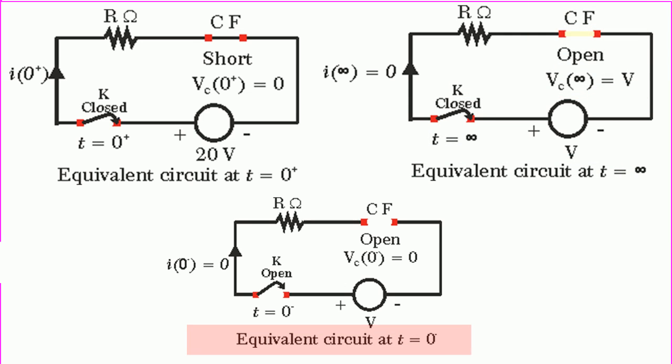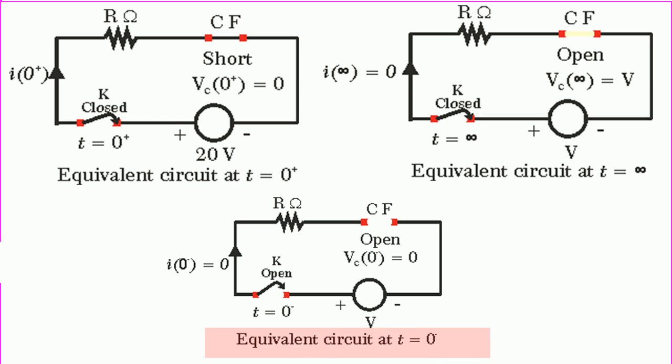But at t equal to 0 minus, K is open, you note that, and it can be considered to be open for infinite time before closing. Hence, the capacitance will behave as though the time t is equal to infinity. Hence, C is open and Vc of 0 minus is equal to 0.